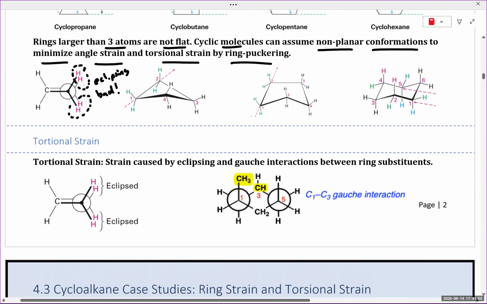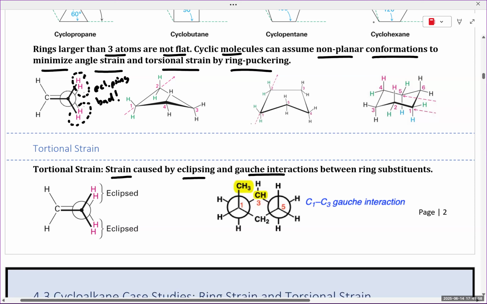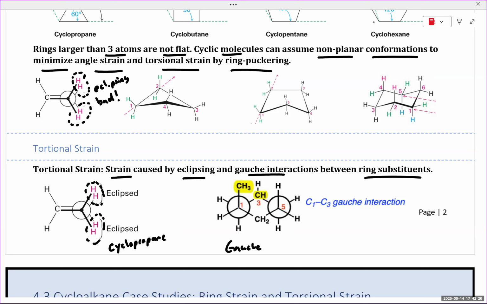On the note of torsional strain, it is the strain caused by eclipsing and gauche interactions between ring substituents. Classic example of this is in cyclopropane. There are these very unfavorable eclipsing interactions between substituents. By the same token, if we look at larger ring systems, we may observe gauche interactions between axial substituents. This is called a gauche methyl interaction, also known as a 1,3 diaxial interaction. We'll be talking more about these interactions momentarily.